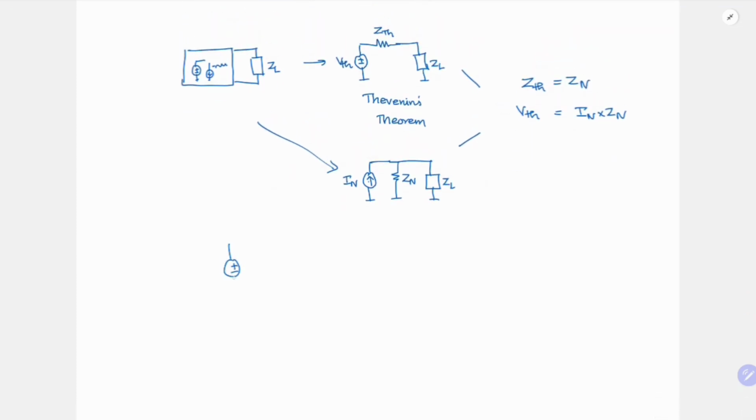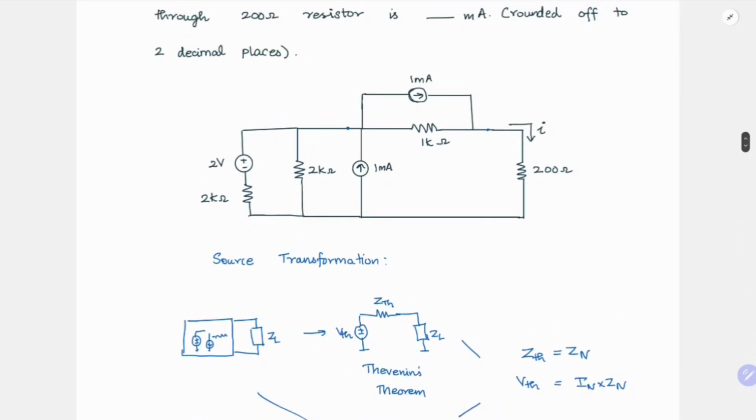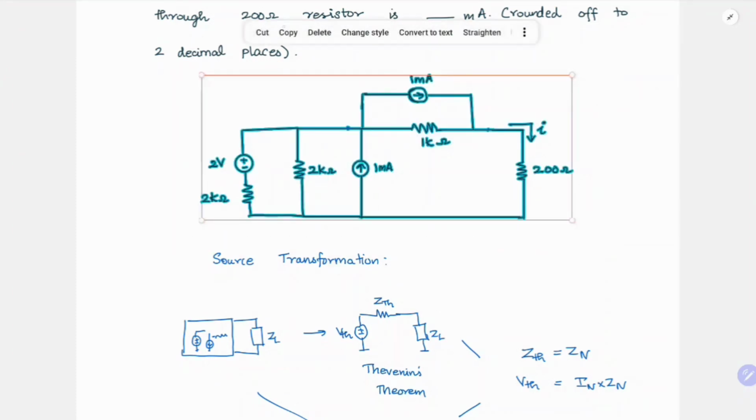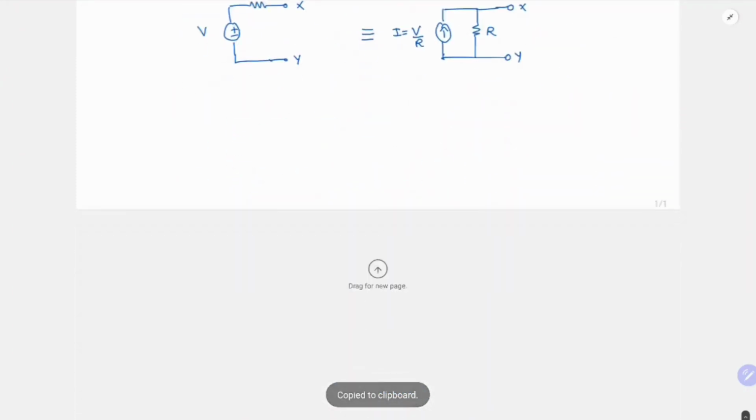If we have a voltage source plus a resistor between any two nodes, let's say X and Y, let's call it V and R, then this is equivalent to writing it as some current I, and this I is given by V by R, and you have the same parallel resistance R. This is what it means, and this is again between nodes X and Y. So now let us come back to this circuit and try to use this. It will actually simplify our calculations.